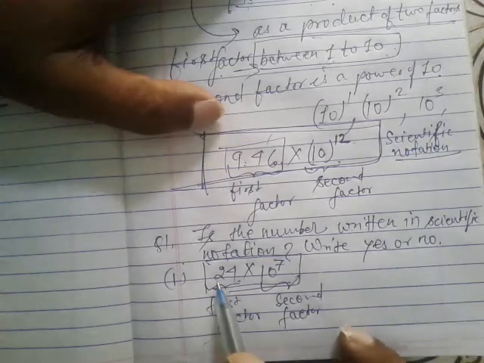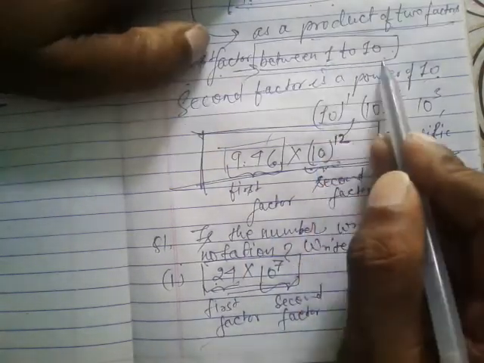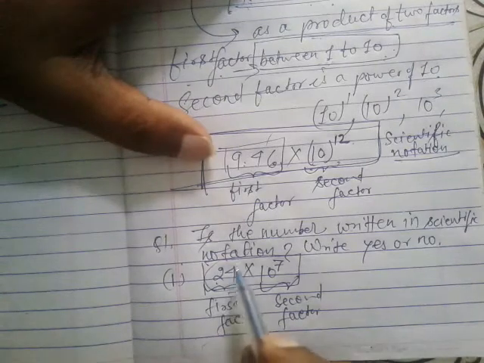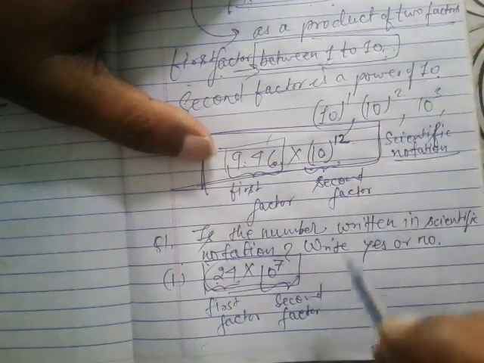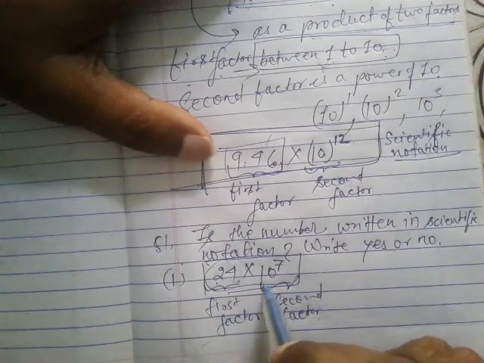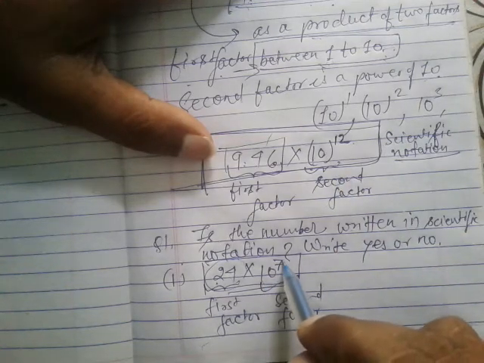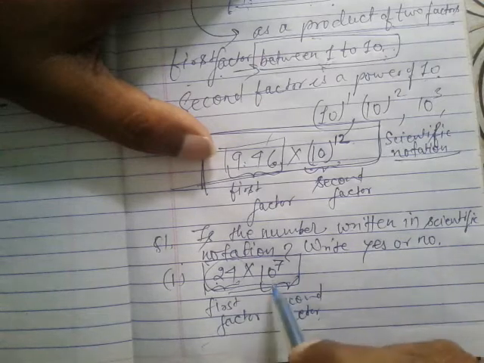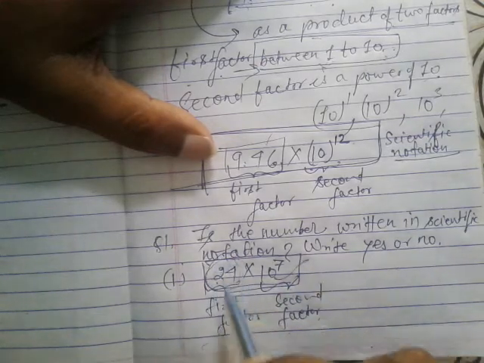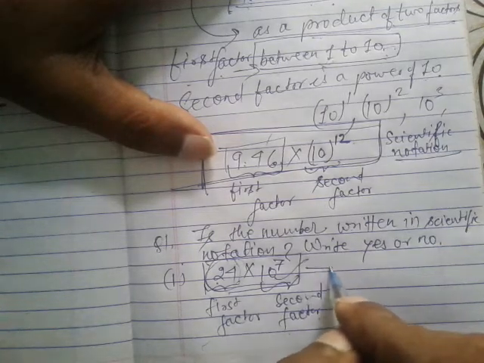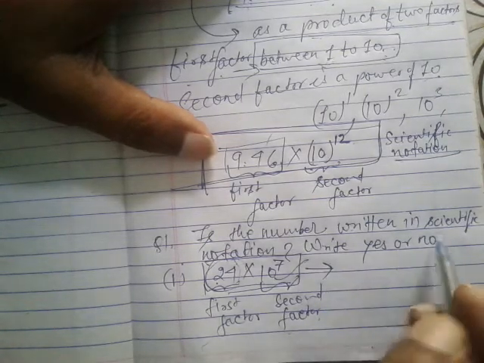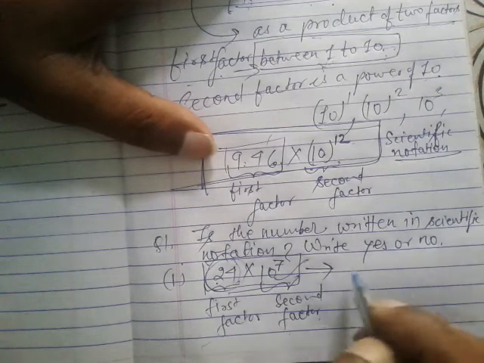The first factor value always lies between 1 to 10. So 24 does not lie between 1 to 10. The second factor is always written as base 10 and its power. So the second factor is correct, but the first factor is wrong here. So this number is not written in scientific notation form.